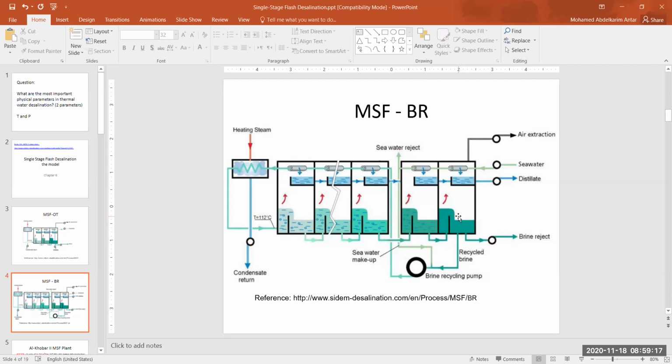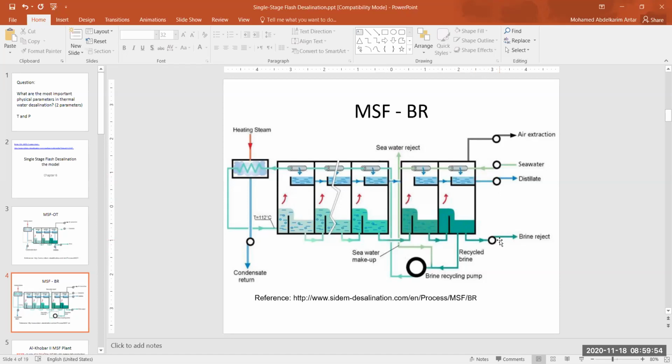We don't throw all the brine out. Instead, we have the seawater coming in, and we preheat it to a certain temperature, which is equal to the temperature in the last stage here. And then we bring that seawater again, we throw away part of it, and the rest is going to be added to the water that we take here and re-inject back into our effects. And then we throw away a very little quantity of high salinity water.